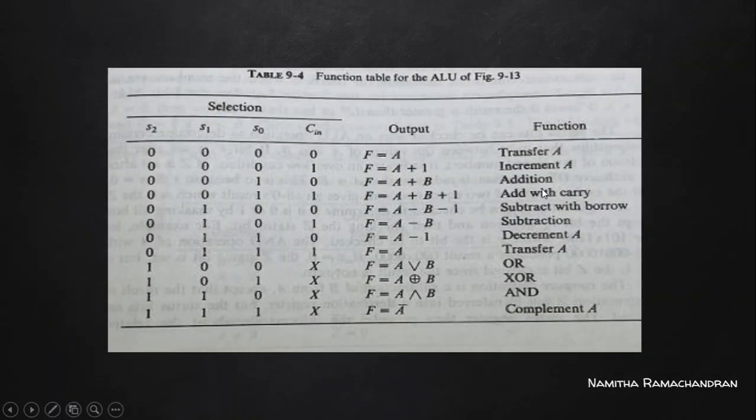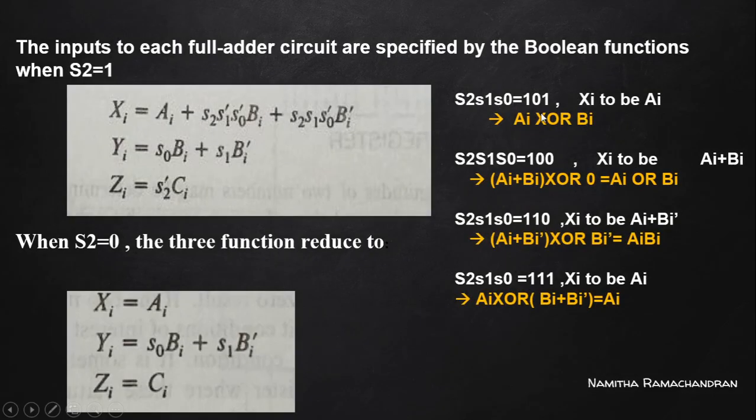Okay. With 1, 0, 1, we need the XOR logical operation. XOR operation means, with these selection values S2, S1, S0 of the form 1, 0, 1, Xi becomes Ai plus this term, which becomes S2 is 1, S1 complement is 0 complement, 1, S0 complement is 1 complement, which is 0. So this term becomes 0.